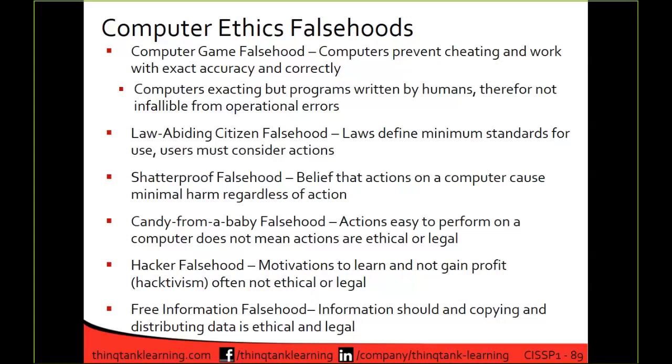The law-abiding citizen falsehood. Laws define a minimum standard for use. Users must consider their own actions. In other words, and I mentioned this before in an earlier lesson, laws provide guidelines, but they don't necessarily guarantee enforcement, right? The deterrent to disobeying laws is directly related to the consequences of disobeying those laws, right? So a law itself doesn't ensure compliance.